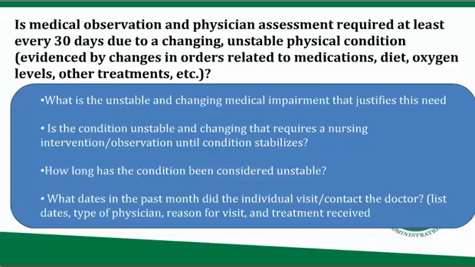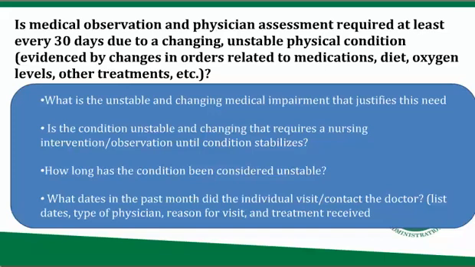This question is also in relation to skilled medical needs, and it's related to the need for medical observation and physician assessment at least every 30 days. But the real key is that they have a changing and unstable physical condition. And that's typically evidenced by frequent changes in physician orders related to medications, diet, oxygen levels, other treatments that they may be receiving. So you're really looking for what is it about their condition that is unstable and changing that justifies this kind of a check mark for a skilled need.